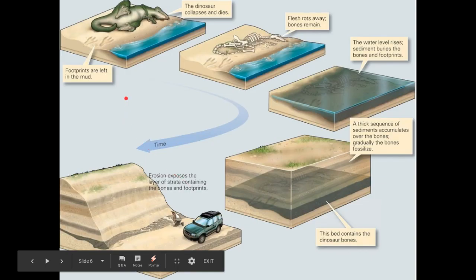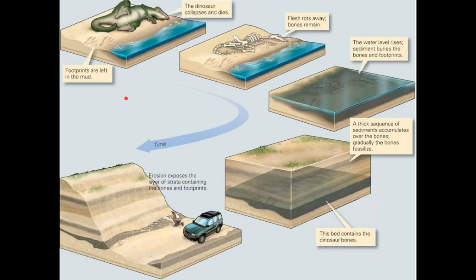Here's a really simplified version of how an organism could be fossilized, and it's certainly not the only way. Maybe the dinosaur leaves footprints in the sand or mud, and then that mud will harden into stone and tell us a little bit about how the organism behaved. It dies near a water source. The hard parts like bones and teeth are left over.